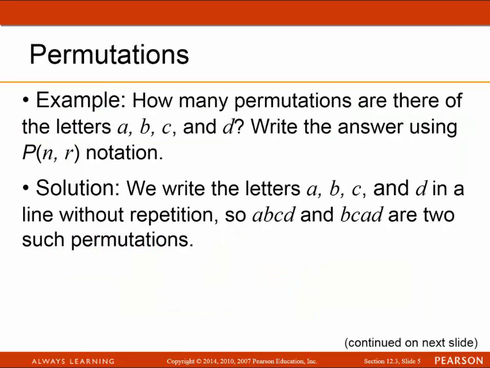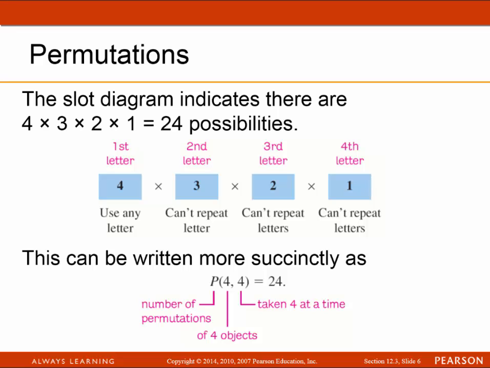So here's an example. How many permutations are there of the letters A, B, C, and D? And we're going to go ahead and write this using permutation notation. So now we write the letters A, B, C, and D in a line without repetition. So A, B, C, D and B, C, A, D are two such permutations. So using the slot diagram from section 12.2, we know that we have 4 choices for the first one, 3 for the second, 2 for the third, and then 1 for the fourth, which gives us 24 possibilities. So writing this using the permutation notation, the number of permutations of 4 objects taken 4 at a time is equal to 24.